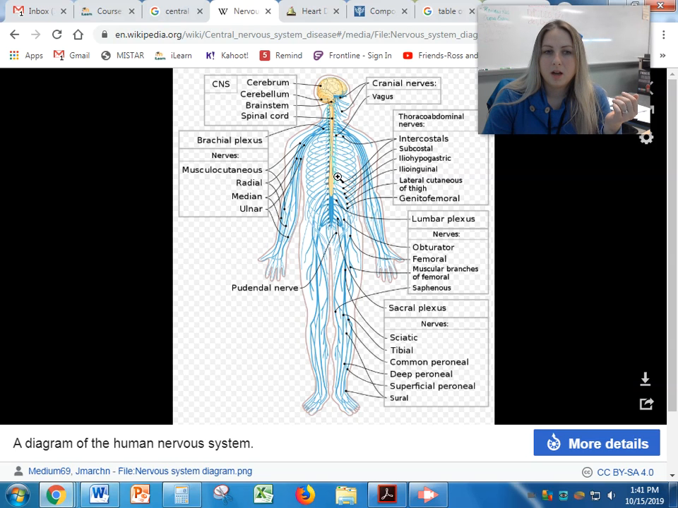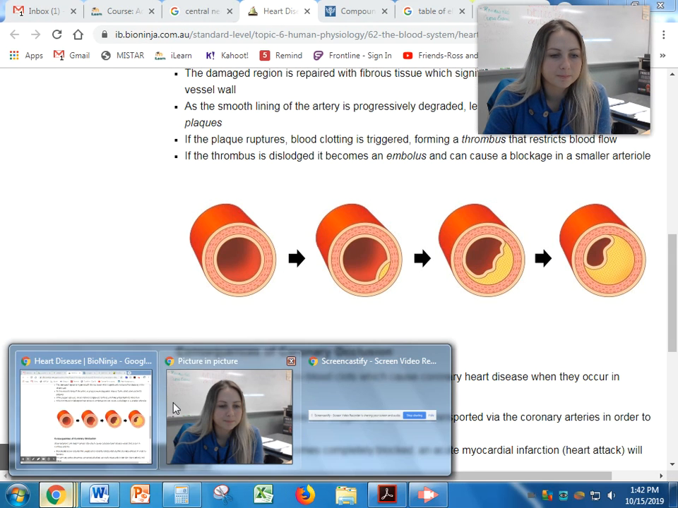And then when it branches out from there, everything else is considered the peripheral nervous system, but your central nervous system, or CNS, is your brain and your spinal cord. Very important. Okay.